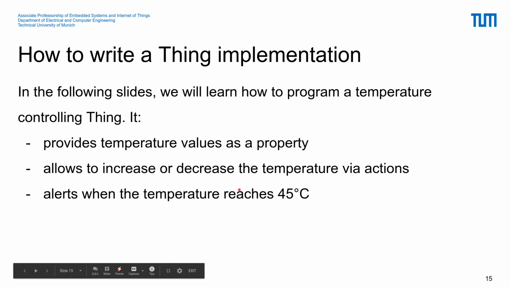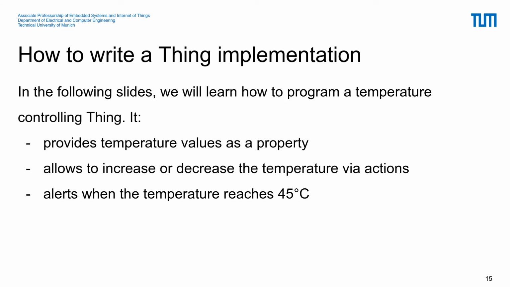Okay, so for the sake of this tutorial, we will have the thing implementation. We will design a thing that allows us to control the room's temperature, for example. It provides temperature values as a property. It allows increasing or decreasing the temperature via actions, and it alerts when the temperature reaches 45 degrees, such that you should, I don't know, contact the fire department, for example.